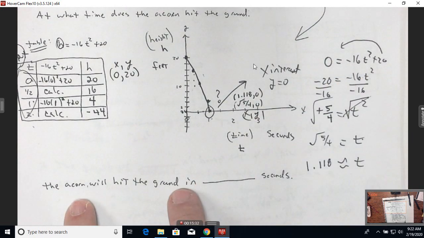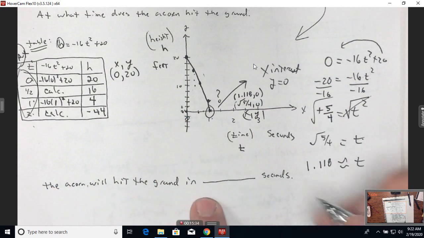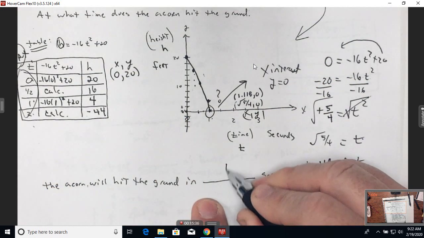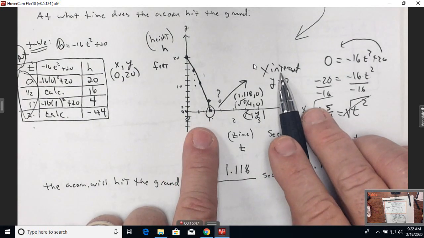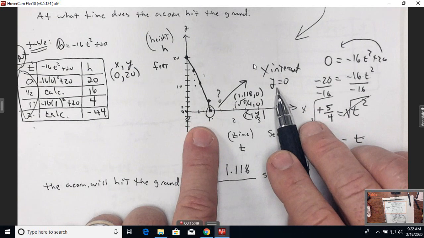So we can answer the question, when's it going to hit the ground? When's the height 0? The height is 0 at 1.118. Do y'all see that? Seconds. Now, is that kind of hard to do? Really? We already said this. We said that this is the x-intercept. This is where y is equal to 0.